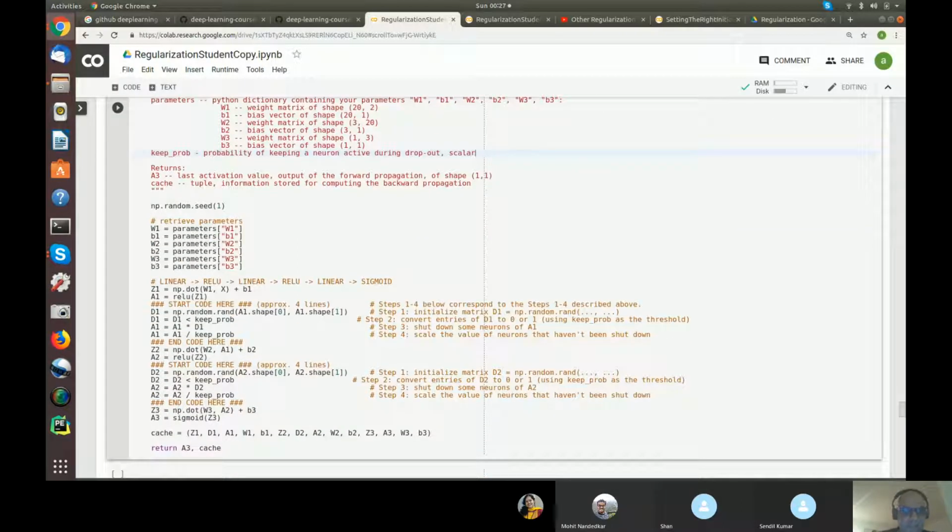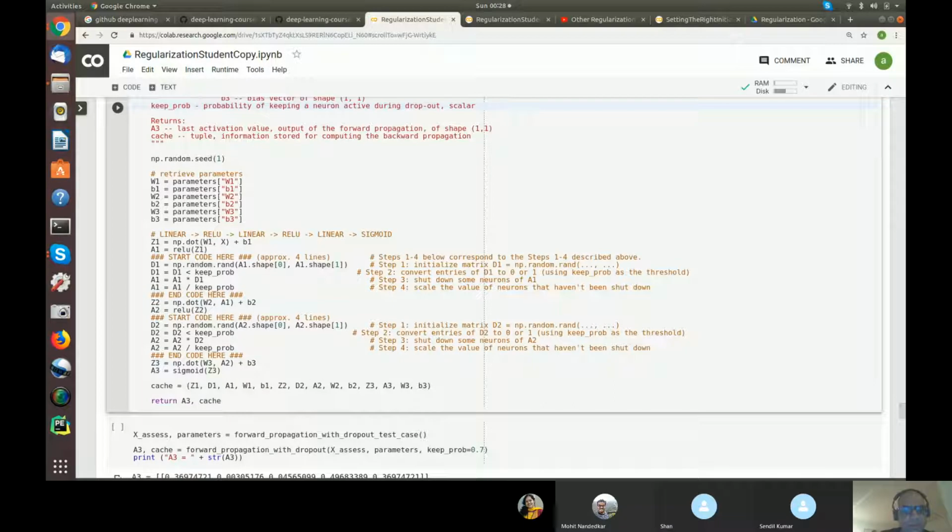So let's see how we do this. So we had one layer here, and we essentially take the dimension of the activation functions, and we create some random numbers. We see which ones are lower than the keep probability.